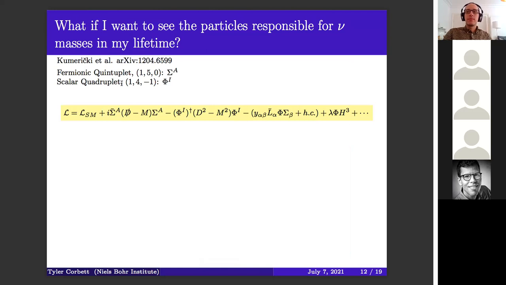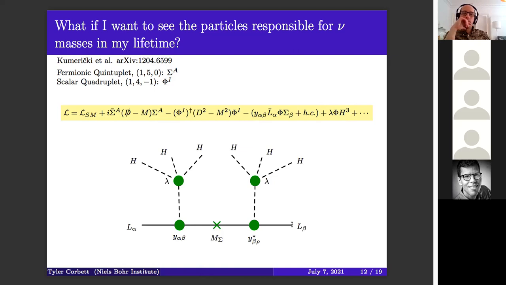Introduce a fermionic quintuplet, a scalar quadruplet, and here's the Lagrangian. You've got kinetic terms, and then you've got some Yukawa coupling between the leptonic doublet and the new scalar and the new fermion, and you've got some sort of interaction in the scalar potential. Now I can write this diagram. This is the leading diagram that'll match onto the effective field theory. I've got two leptonic doublets. And instead of being a Higgs here and here, like in the case of the seesaws that I showed before, type 1 and type 3, I've actually got the heavy scalar here connecting to three more Higgs doublets.